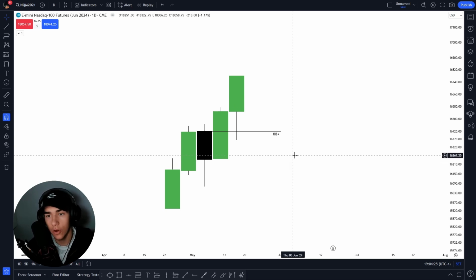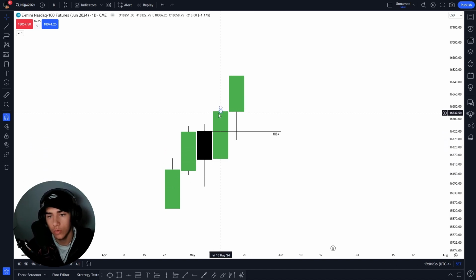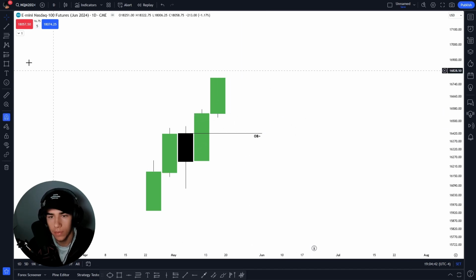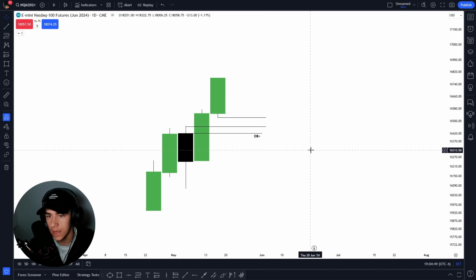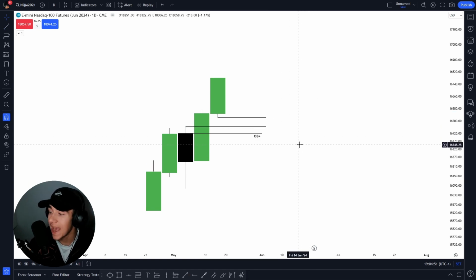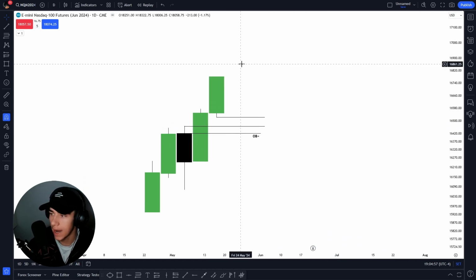Now, there is higher probability order blocks, and there is lower probability order blocks. Higher probability order blocks will usually have a fair value gap right above them, right? So this right here would be a higher probability order block, right? Because we have an order block, and then we have this fair value gap right above it. Okay, some people will tell you that an order block has to have a fair value gap right above it. It does not. Okay, not in my opinion, at least. This just makes it higher probability.